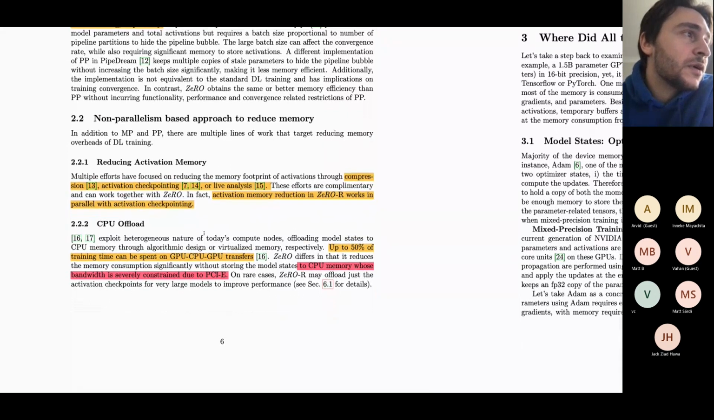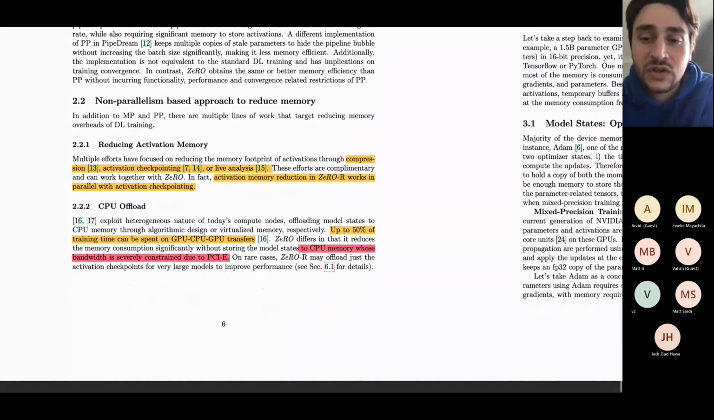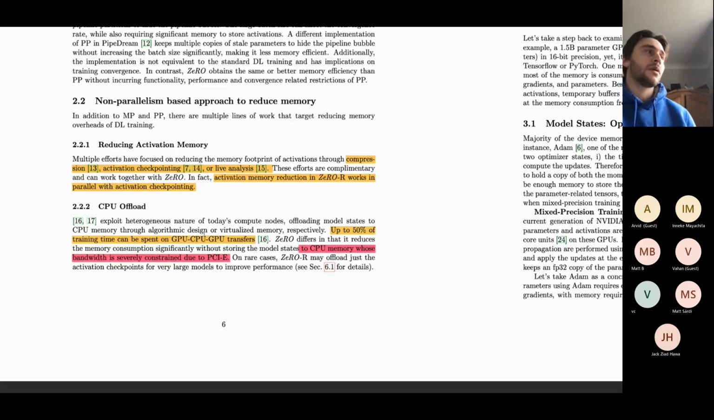Another common method for storing the residual state is to offload it to the CPU. So you send all of your activations in the forward pass to the CPU, so it doesn't have to be kept within memory in the GPU. And then during the backward pass, you load them again, or you send them back to the GPU. And they say that ZeRO differs in that it reduces memory consumption without storing the model states on the CPU.